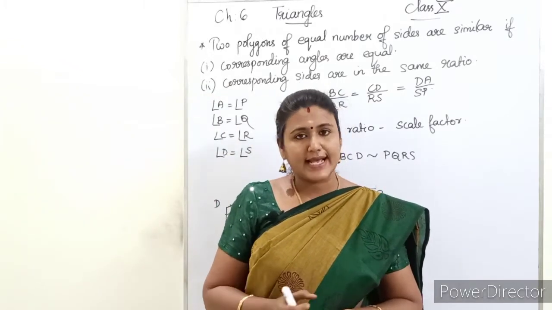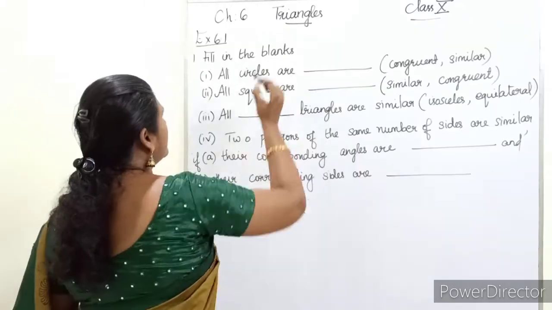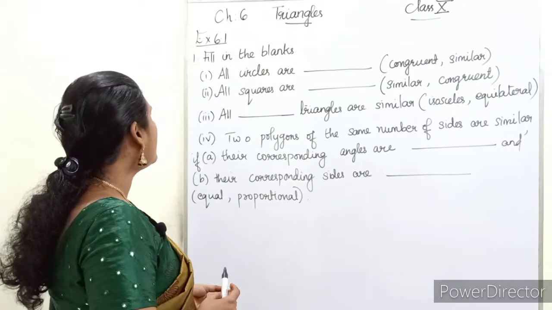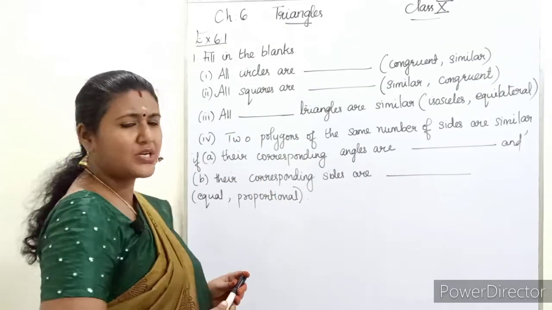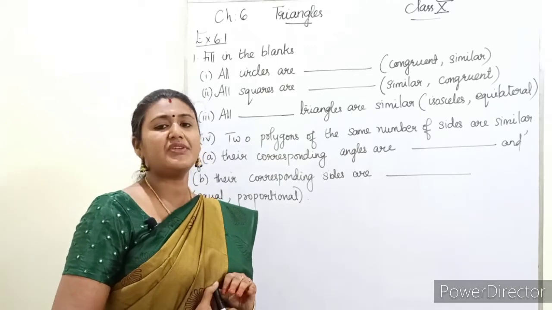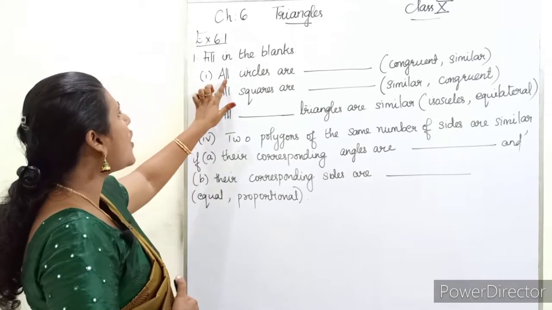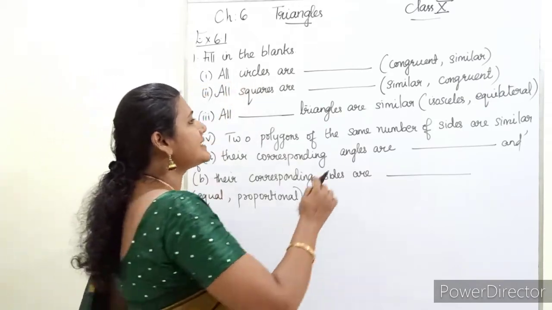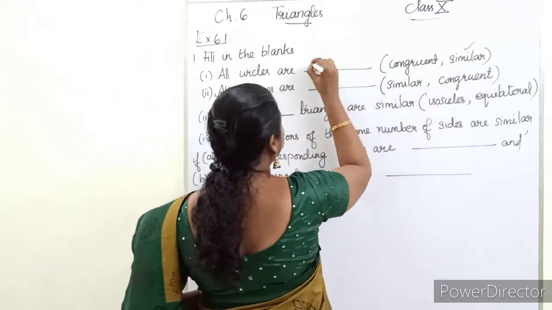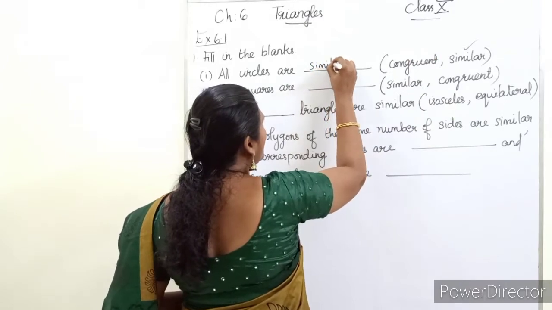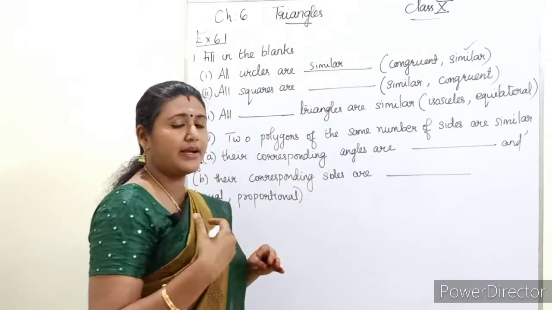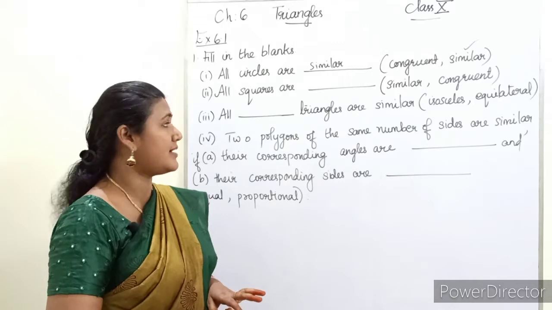Now we will go to exercise 6.1. So exercise 6.1, first question is fill in the blanks. Actually this exercise is very simple, you have very few questions only. So the first question is fill in the blanks. All circles are, what is the answer? Similar. I already explained all circles of any radius are similar.